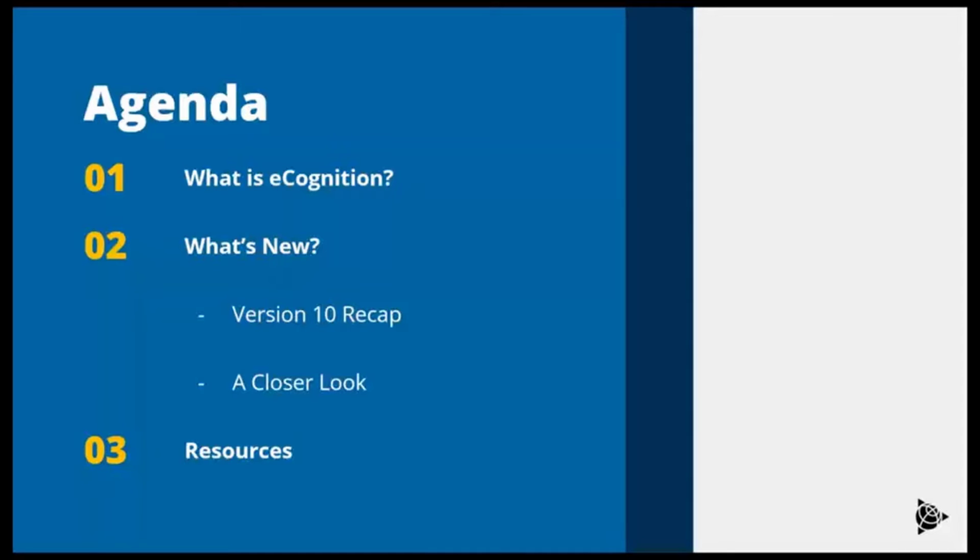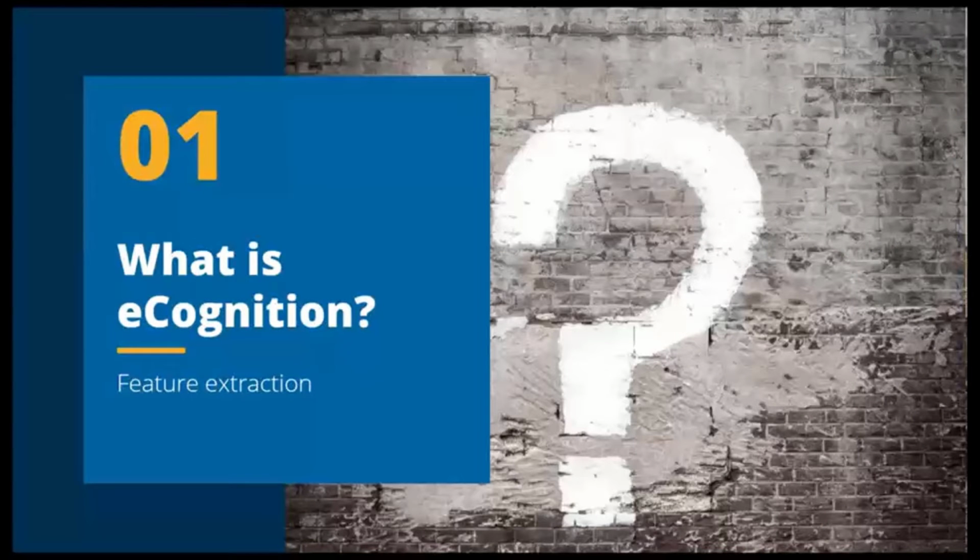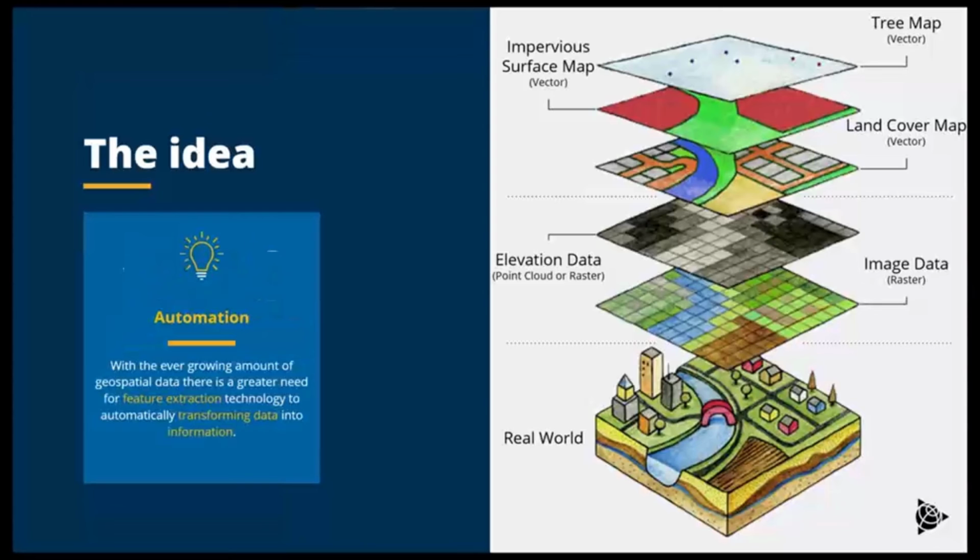All right. So first, what is eCognition? The title kind of spells it out because it says feature extraction. Yes, that's what we do, but it's not just any feature extraction. The idea is automated feature extraction. With an ever-growing amount of geospatial data, there's always a greater need for feature extraction to automatically transform data into information. And what we do here at eCognition is not only transform the data into information, it's also generating more information on top.